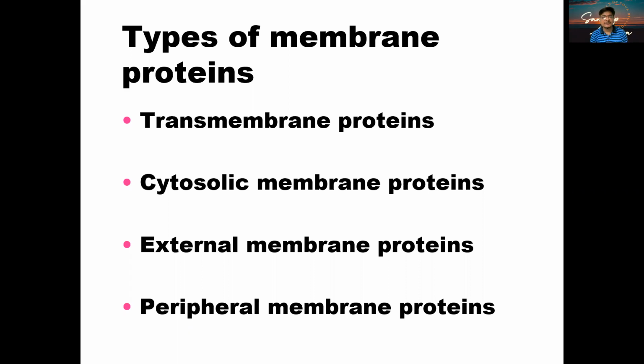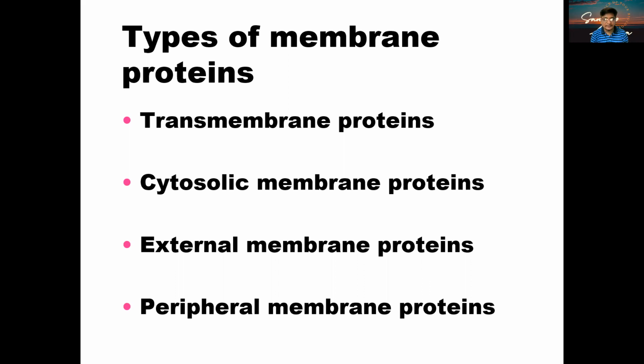Let's deal with these proteins in another way. Here we'll talk about four different kinds of protein. One is a transmembrane protein, which is a kind of integral protein, which can span the membrane from one side to another. Another is the cytosolic membrane protein, which is present towards the cytosolic end of the membrane. Another one, the external membrane protein, which is found outside. And these two can be integral or can be external proteins as well.